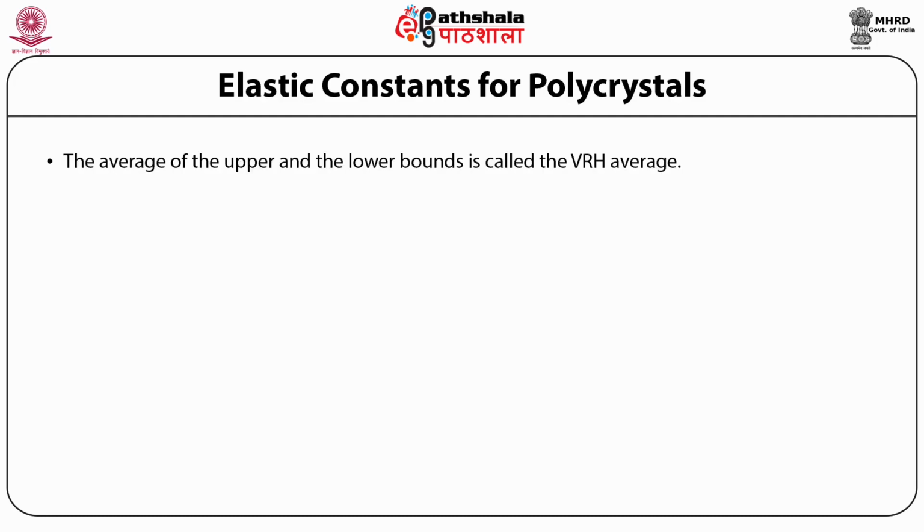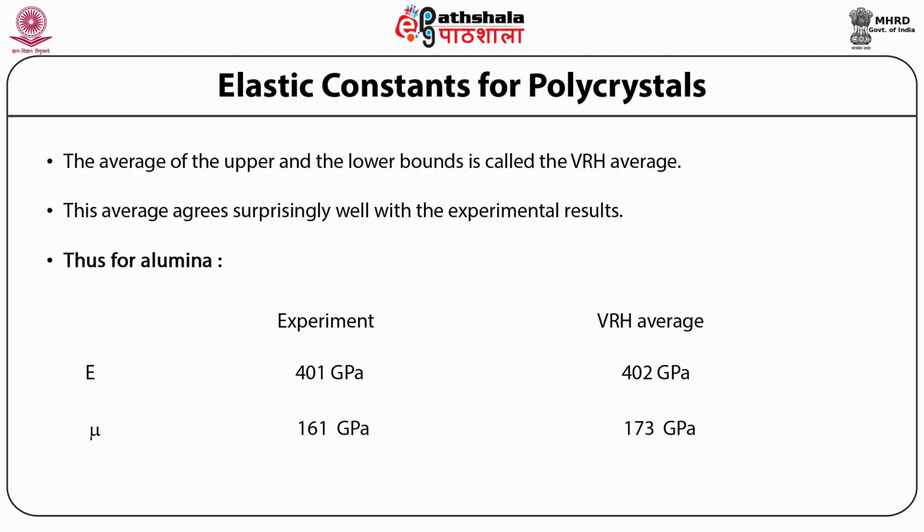So the average of upper and lower bounds is called the VRH average, and this average agrees surprisingly well with the experimental results. Thus, for alumina, the experimental value is E equal to 401 gigapascal and the VRH average is 402 gigapascal, and mu experimental is 161 gigapascal and the VRH average is 173 gigapascal.